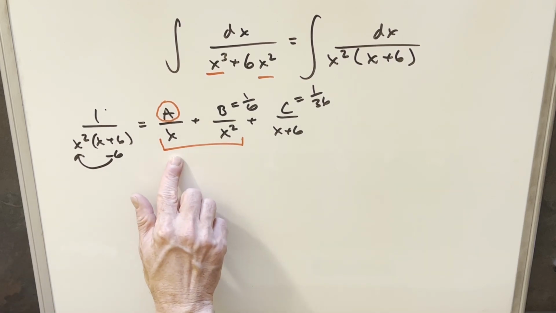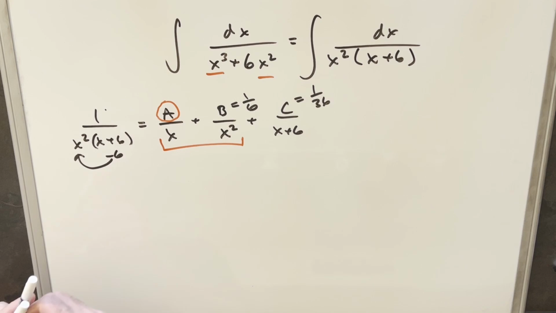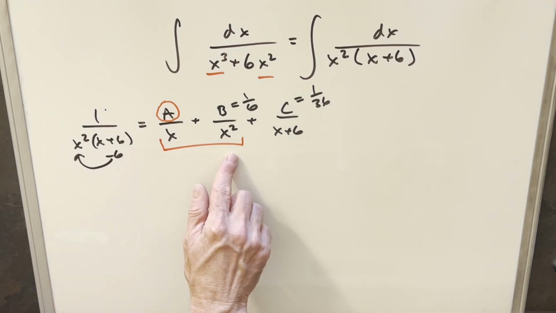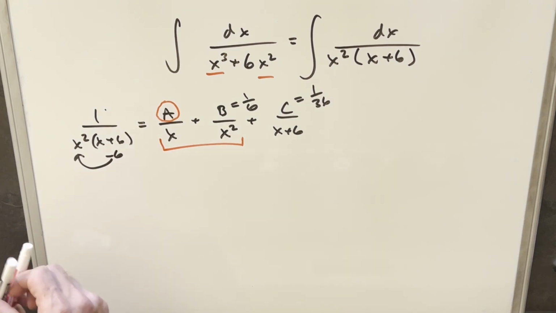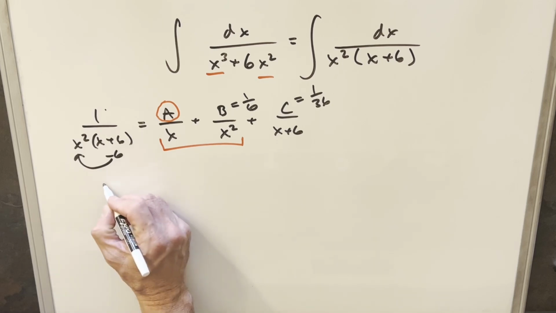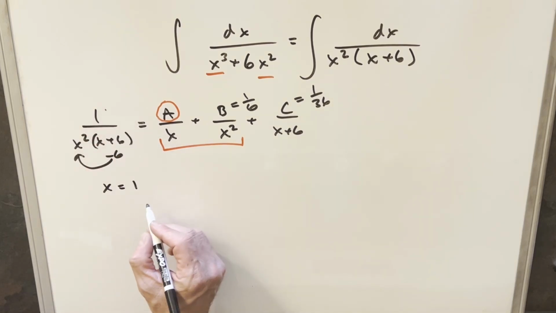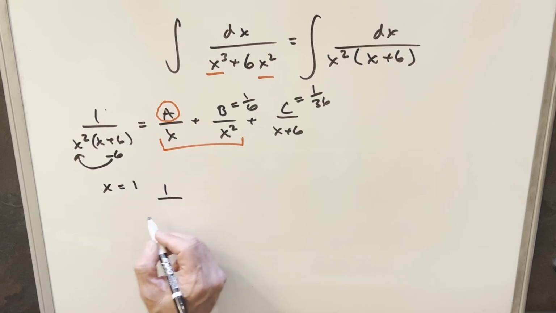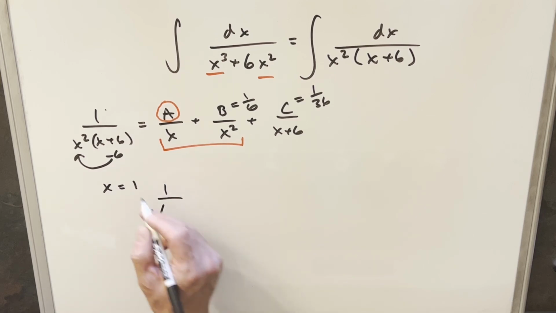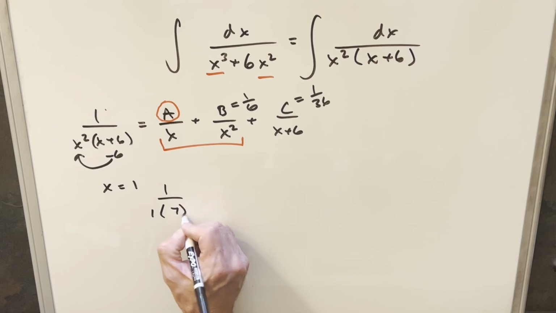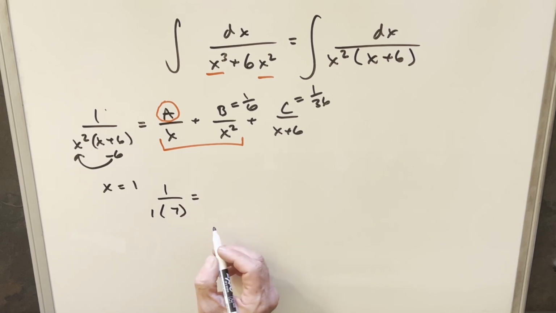Now at this point, we could get a common denominator and work it all out, but I think it's going to be quicker if we just choose some value other than 0 and other than minus 6. We have anything to choose from. So let's choose 1 because that's going to be easy to work with. So if we plug 1 in on the left side, we're going to have 1 over 1 squared, which is 1. 1 plus 6 is going to give me a 7 here, so we're going to have 1/7 on the left.